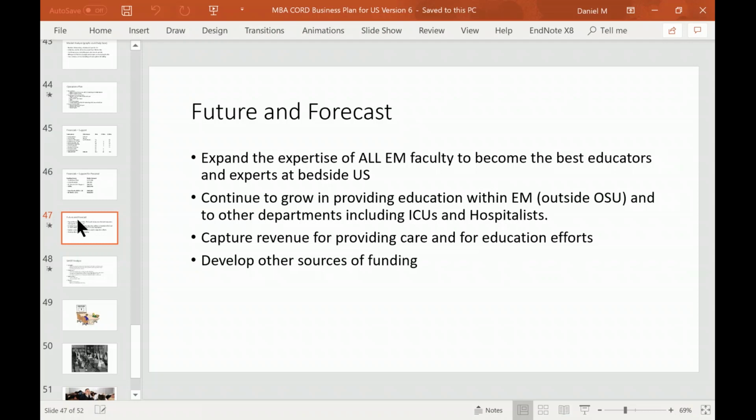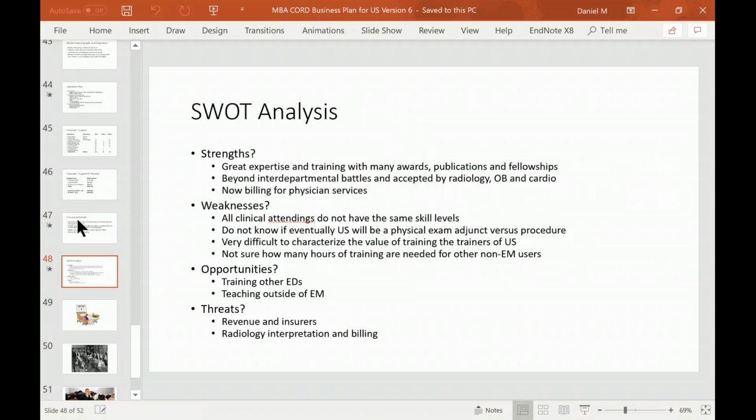Just to finish up, because I know it's getting close to 7. The future and forecast part of a business plan just talks about what's going to happen down the road. We're still growing a lot. In fact, one business plan that we looked at a while back was educating other departments so they're really up to speed on ultrasound as well, and to have a business of doing that. A SWOT analysis for this, the strengths, we have a lot of strengths, now we're billing, things like that. Those are all big.